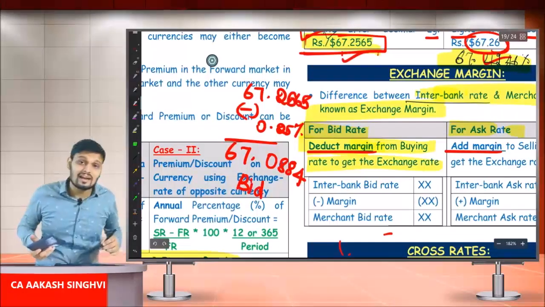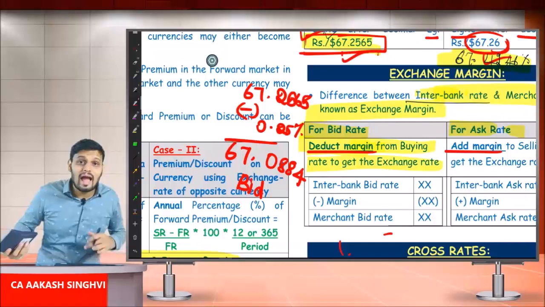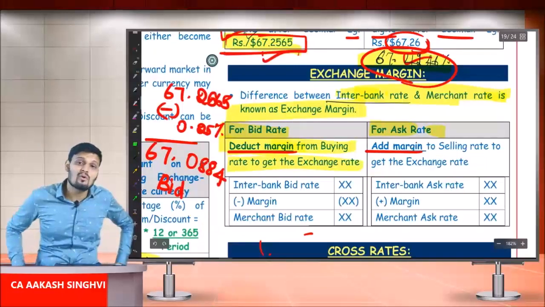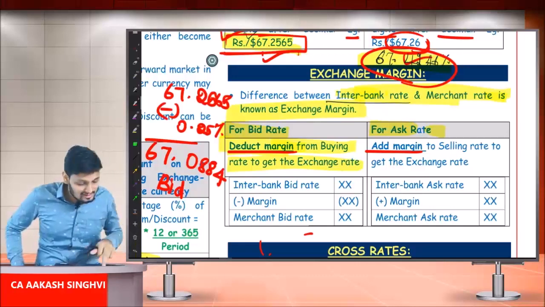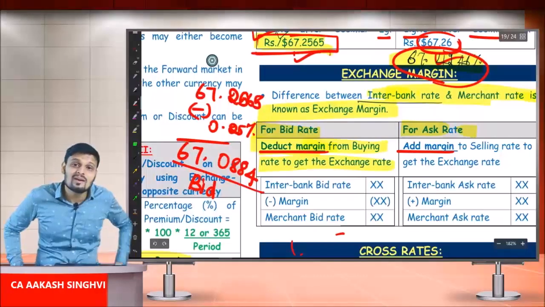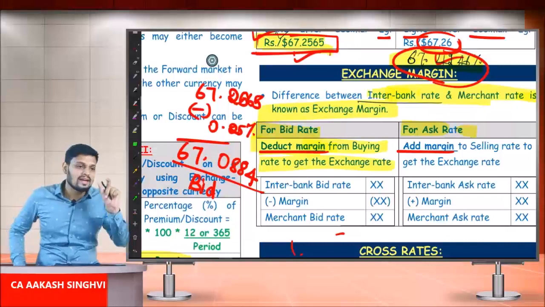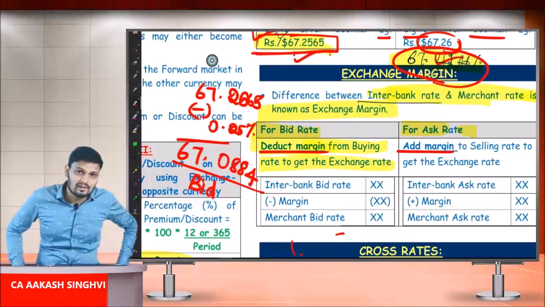So this will become my bid rate. While buying, I will try to buy it cheap, but while selling, I will add my exchange margin. If I'm adding, what is the answer? Already we have computed 67.4246. 67.4246 will be the ask rate. 67.0884 will be the bid rate. So this is how we compute from an interbank market rate to the retail market rate, that is to the customer market rate.